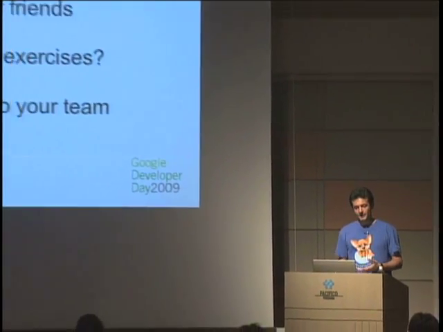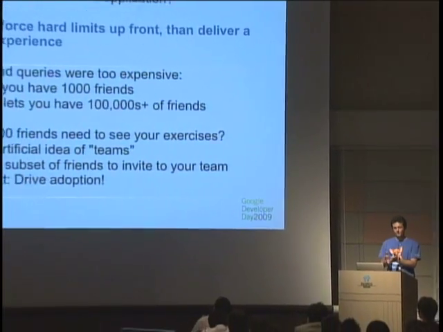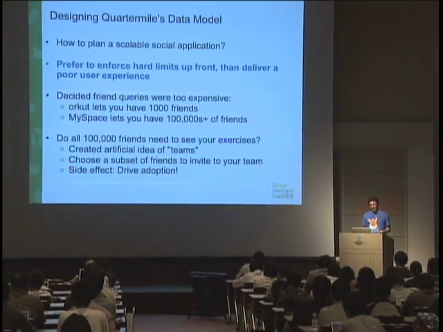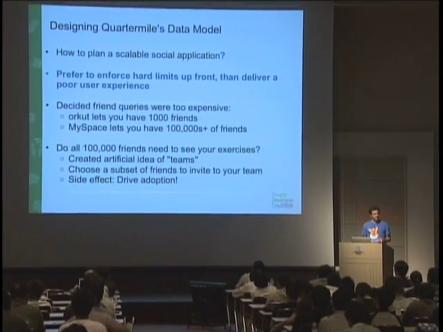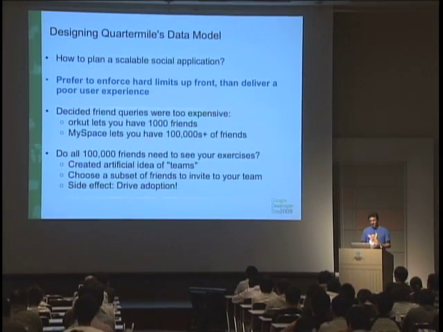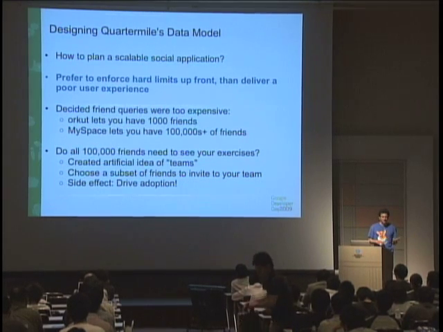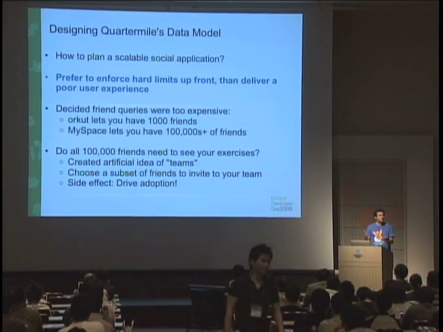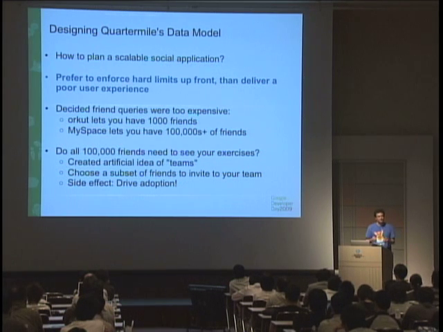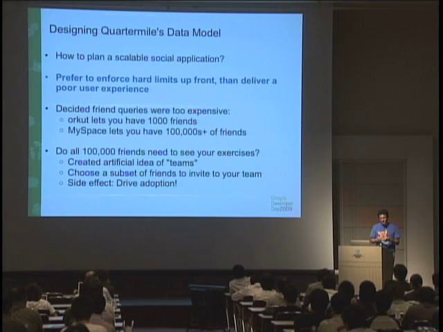Enforcing hard limits upfront. Think about the limits of your application right at the beginning when you're designing it. So, for example, when Arne built his application, he decided that friends queries were really too expensive. Orkut lets you have 1,000 friends. MySpace lets you have as many friends as you want. There are tons of them. But the issue is, do 100,000 friends need to see your exercises, like your runs and bikings and all that? So that's when, thinking about this constraint, he had this idea of creating these teams.